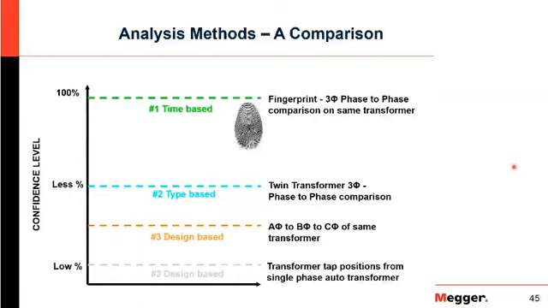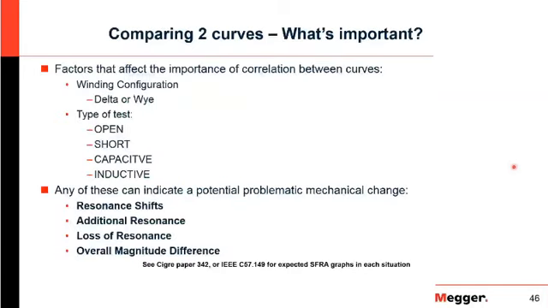So once again, we're doing multiple tests: open, short circuit, capacitive interwinding, inductive interwinding. But really, there's a lot of different things that can affect the test. If it's a delta winding or a Y winding, of course, the response is going to be different. Things to look for are resonance shifts, additional resonance or loss of resonance, and then an overall magnitude difference. Any major changes in that, something's going on inside that transformer. And then once again, remember, the SFRA device is only doing one thing each time. It's just where we connect and what we look at that we actually influence the result.